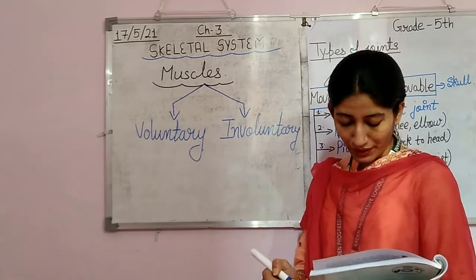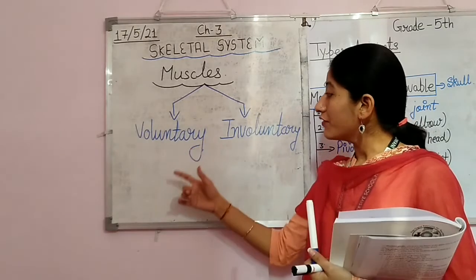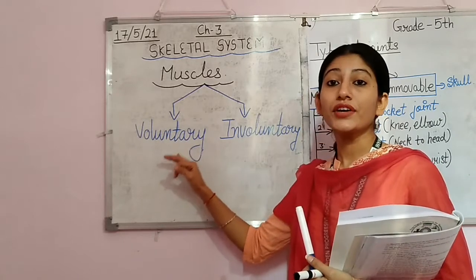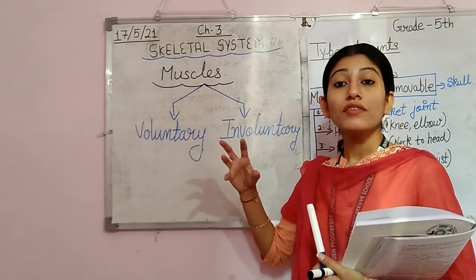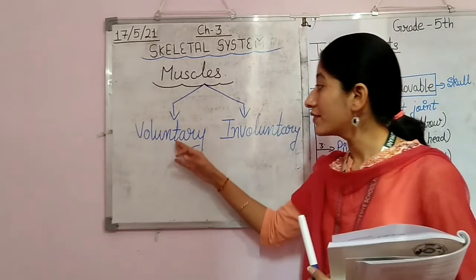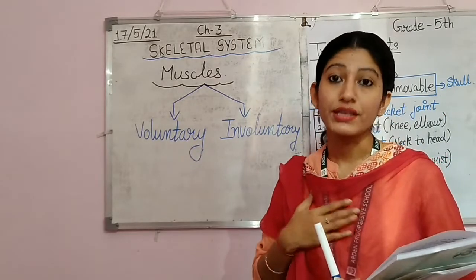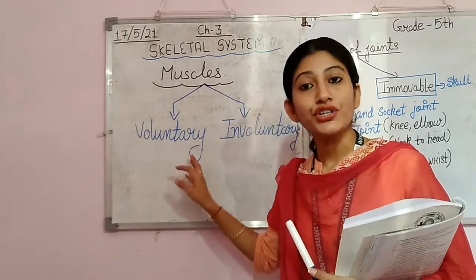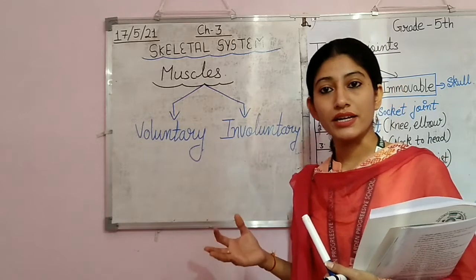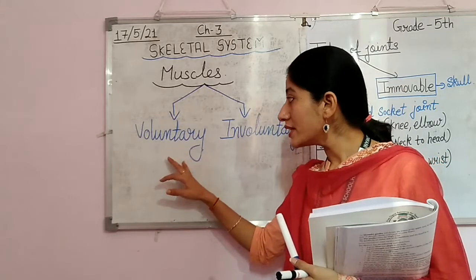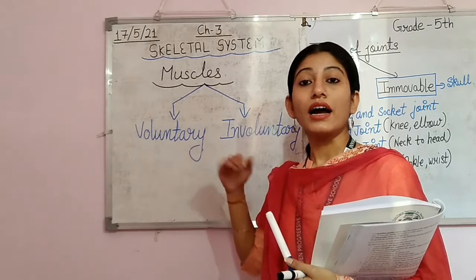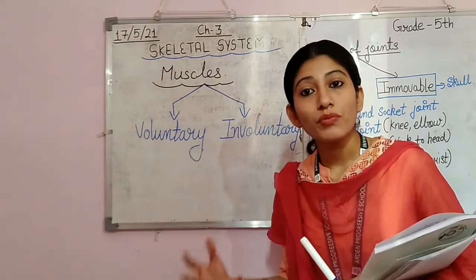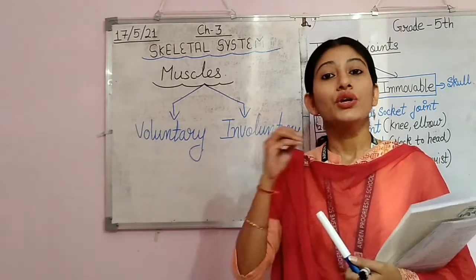So, student, when we talk about the voluntary muscles, the work of these muscles can be done by our choice. Means these muscles are in our control. These are the muscles which are under our control, and we can make the movement of these muscles knowingly.